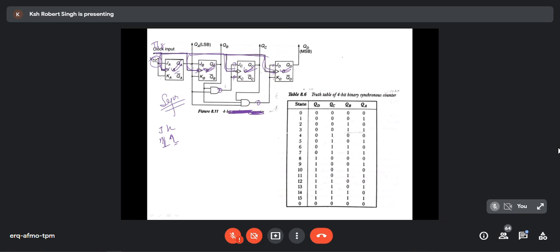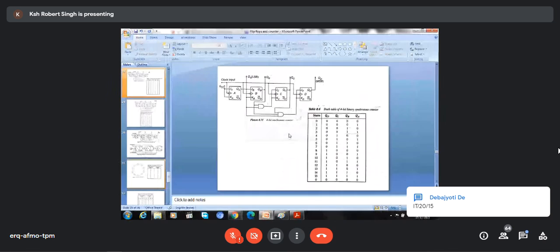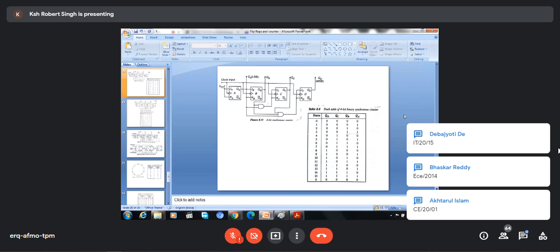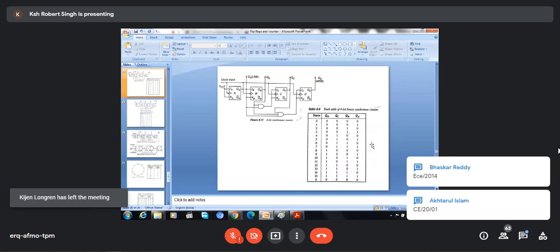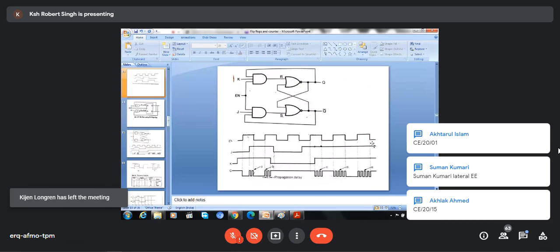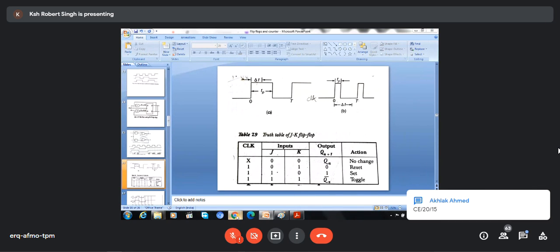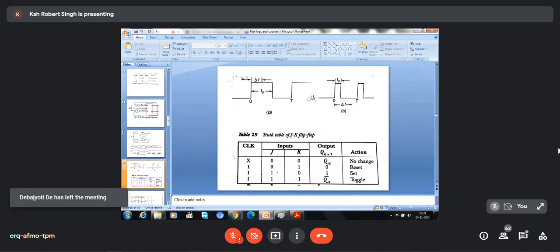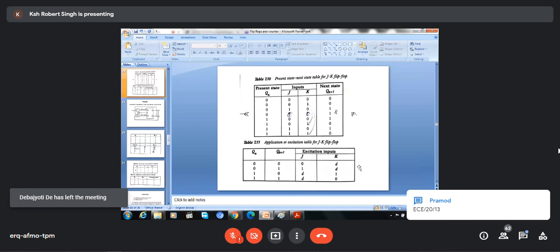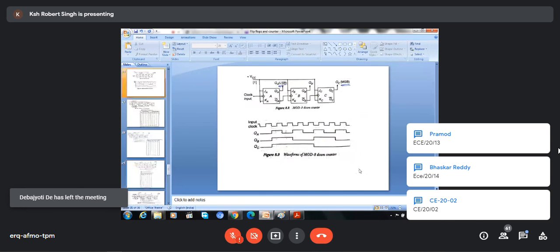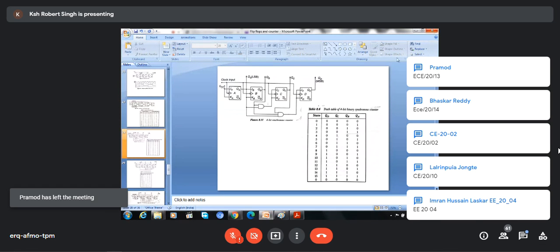I will give you this material after the completion of the whole counter topic. After completion of counter, I will give the flip-flops and all these things. Design of flip-flops is also available. That I will copy and paste over here. Design of flip-flops that we have done in the class, that also I will copy and paste over here, and then I will give it to you. No problem. So, any question?